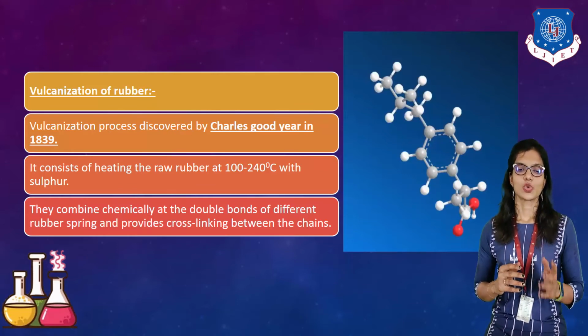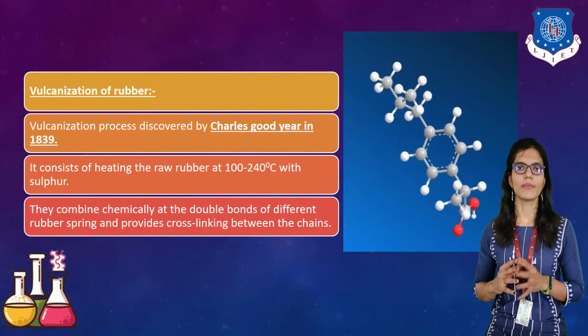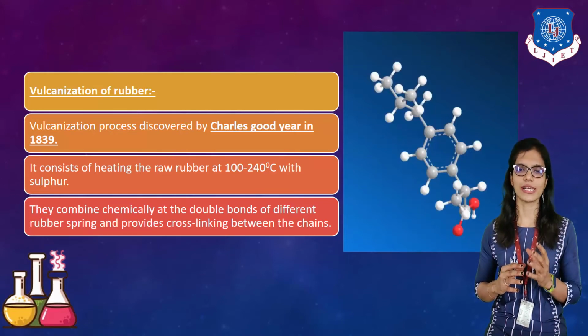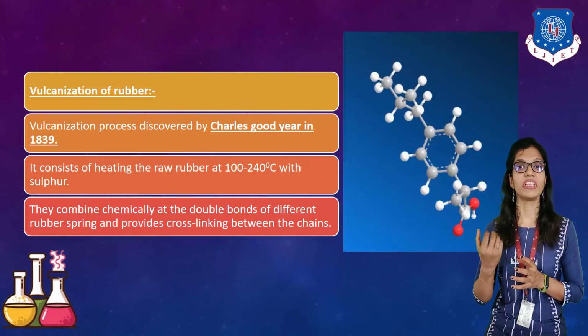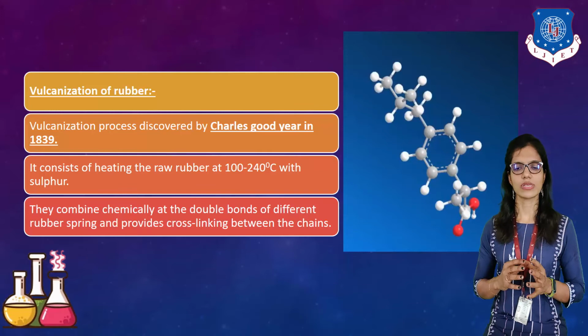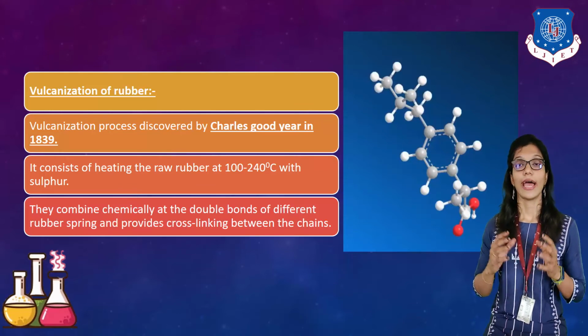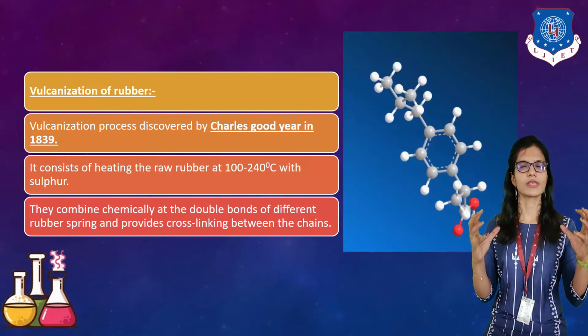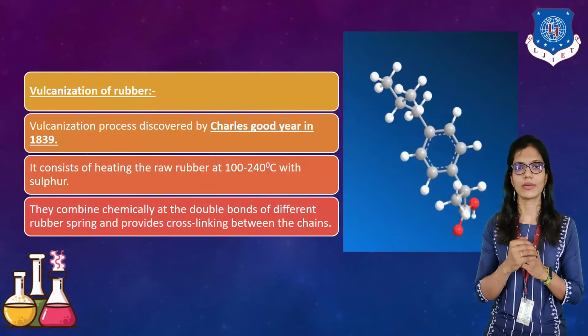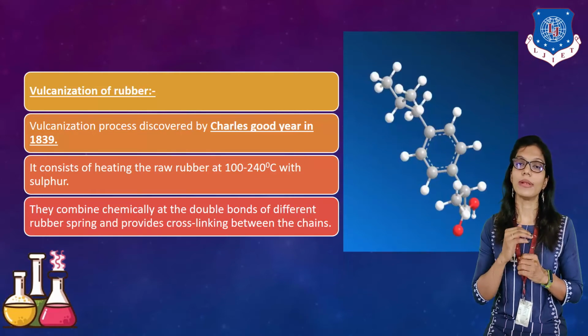It consists of heating the raw rubber at 100 to 240 degrees Celsius with sulfur so that its strength will be increased. They combine chemically at the double bonds of different rubber chains and provide cross-linking between the chains. When any kind of polymer becomes cross-linked, it obtains very good mechanical strength, physical strength, as well as better durability.